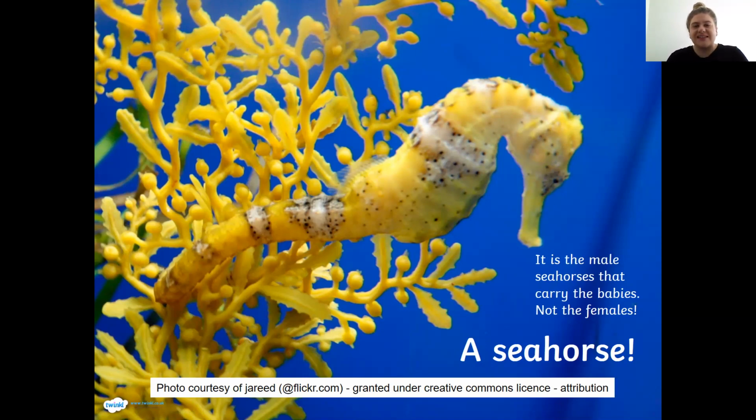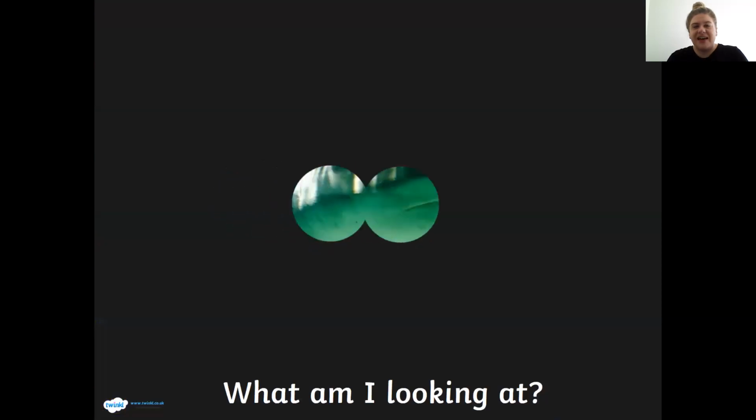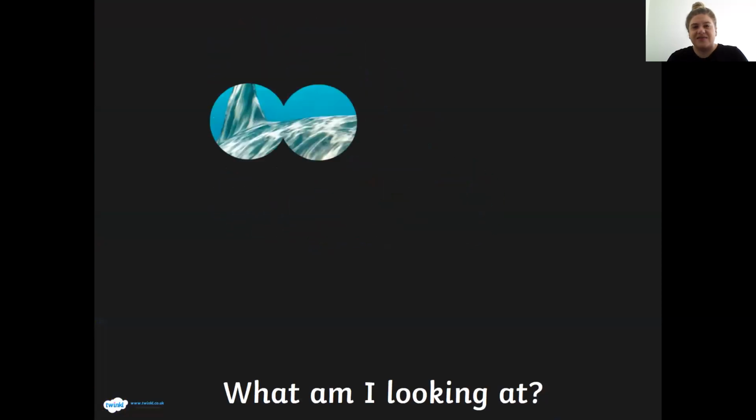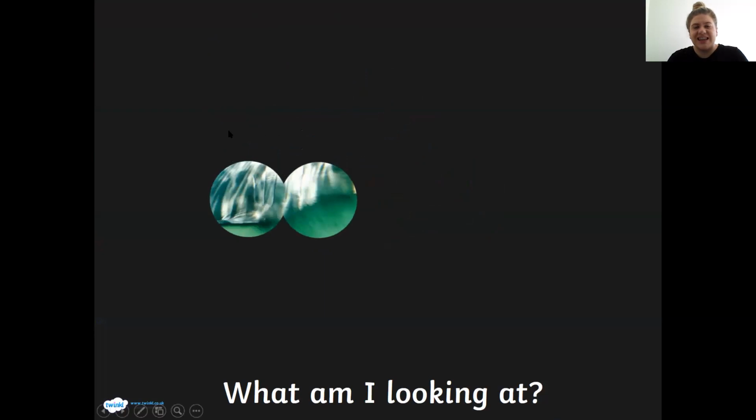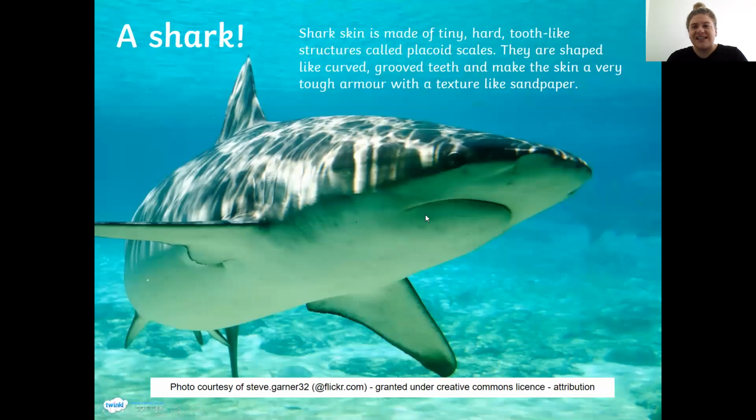Okay, we'll move on to the next one. Oh, there we go. Oh, did you see that? So what am I looking at? So this one, I think the boys will like this one. This one's a very greedy creature. This is a shark. Look at this shark. Goodness me. So here's its mouth. It's hiding all its sharp teeth here. And then its fin on its back here.